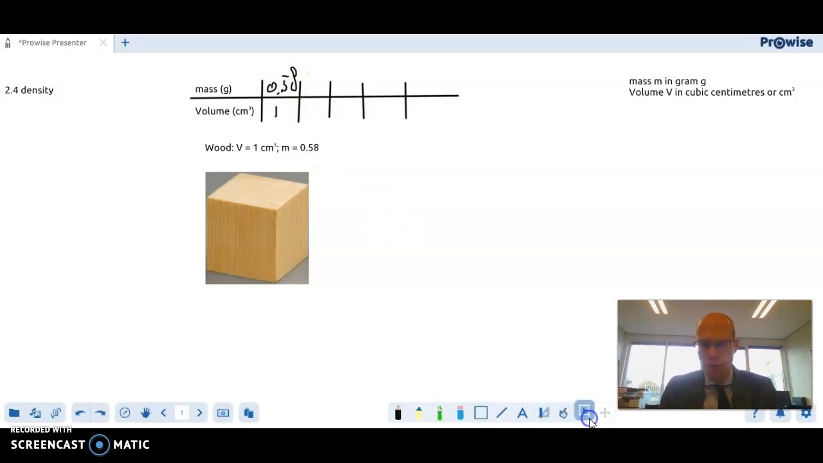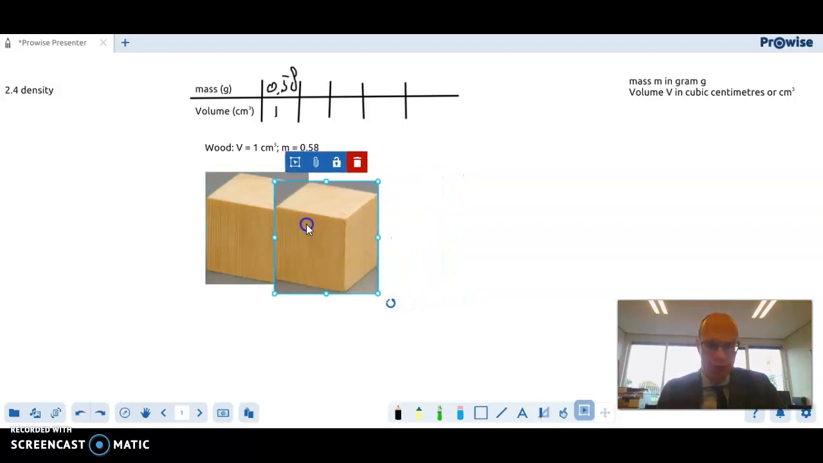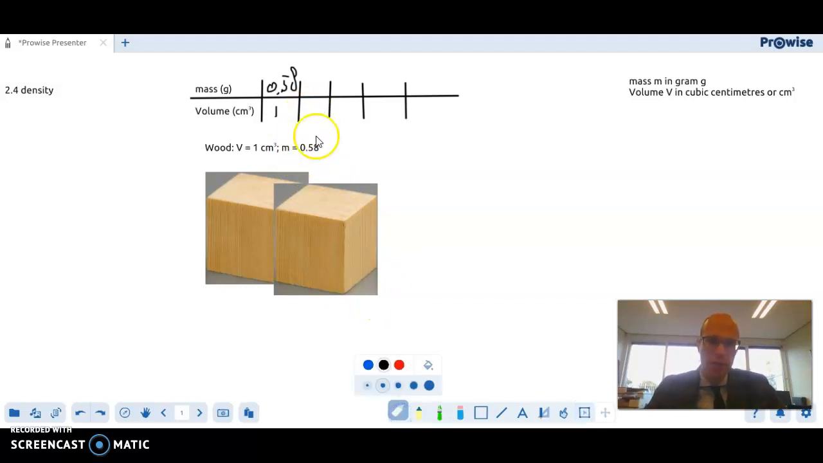What I'm going to do, I'm going to copy the piece of wood, put it next to it over here. So I have an object made out of two identical pieces of wood, cubes of wood. The one has a volume of 1, so two have a volume of 2. And that's over here. And then the mass, well, it needs to be doubled as well, so with 1.16.